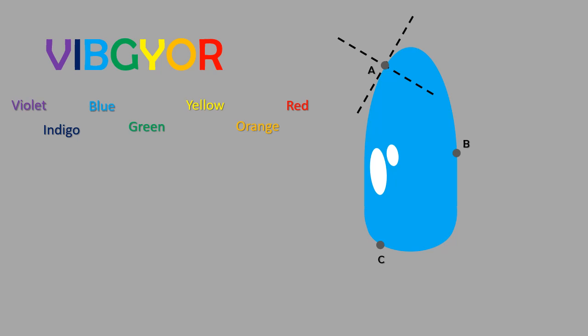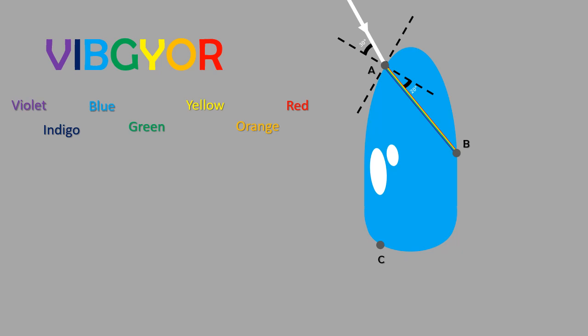2 phenomena will happen at point A. Number 1, the dispersion of light. Number 2, the refraction of light. During the dispersion of light, the light will be dispersed into 7 VIBGYOR colors. During refraction, the speed of light will be reduced while entering from air to water medium. Due to the reduction of speed of light, the light will bend towards the normal as shown in the figure. Hence, the angle of refraction 20 degrees is lower than the angle of incidence 30 degrees at point A.